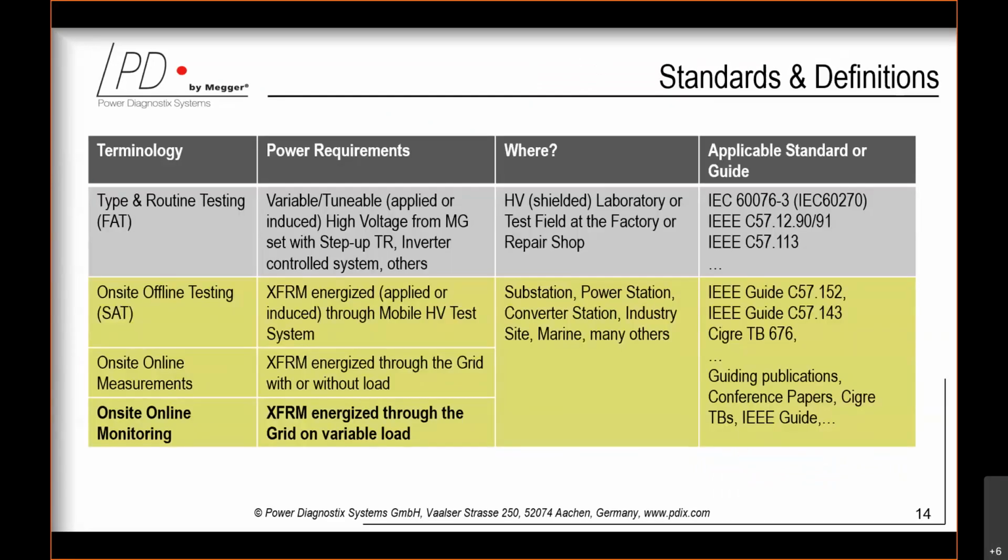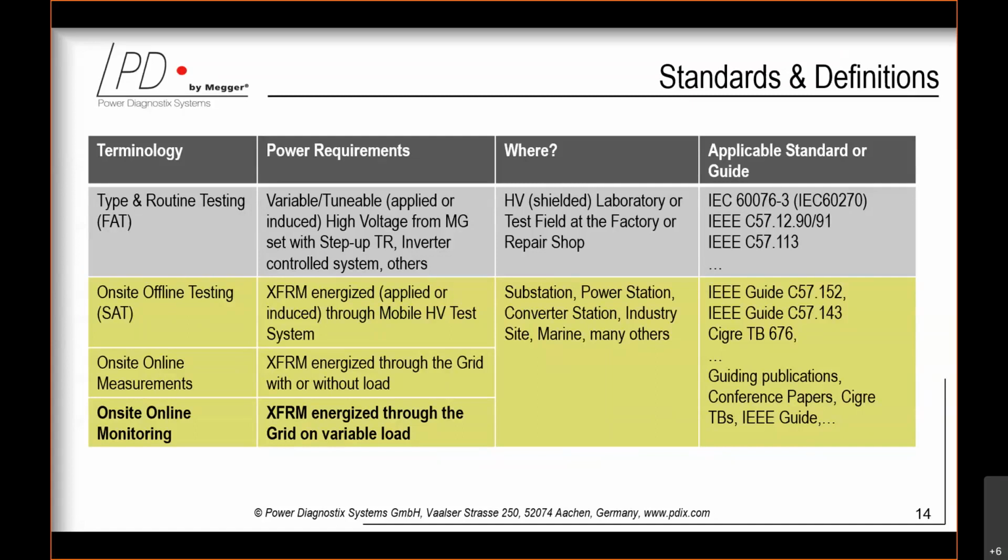Typically after installation, we have the type and the routine testing, which requires a variable high voltage frequency power source from a motor generator set with a step-up transformer or an inverter-based system. We do these tests in an HV laboratory, on a test field of a factory, in a repair shop, or on site.